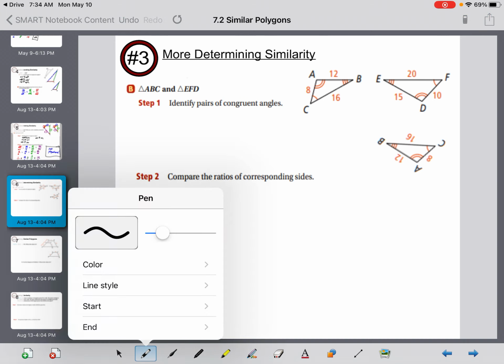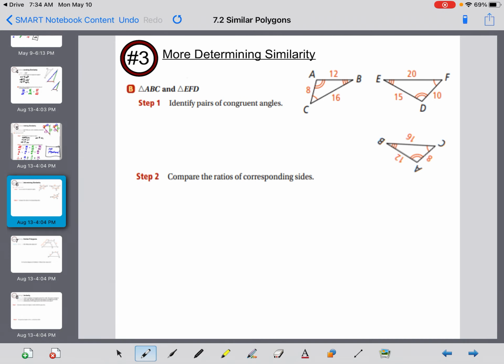Identify pairs of congruent angles. Well, now that I've flipped around, A, B, and C, we see that angle E is congruent to angle B, right? As if they pair up here, E and B, 3 and 3. We have F and C and D and A. Okay, so angle F congruent to angle C, angle D congruent to angle A.